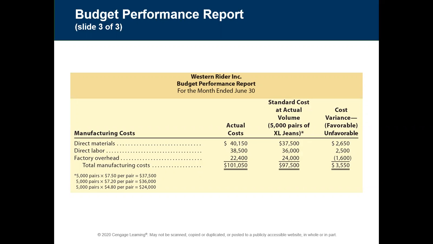Factory overhead, they had 22.4 in actual cost, standard costs were 24,000. So they actually had a favorable variance there. So their total manufacturing costs, they had an unfavorable variance of $3,550. And again, the things that could cause that are relatively limited, so you could probably track down pretty quickly, decide what's controllable, what's not, and then move forward. That's the intent of this, okay?